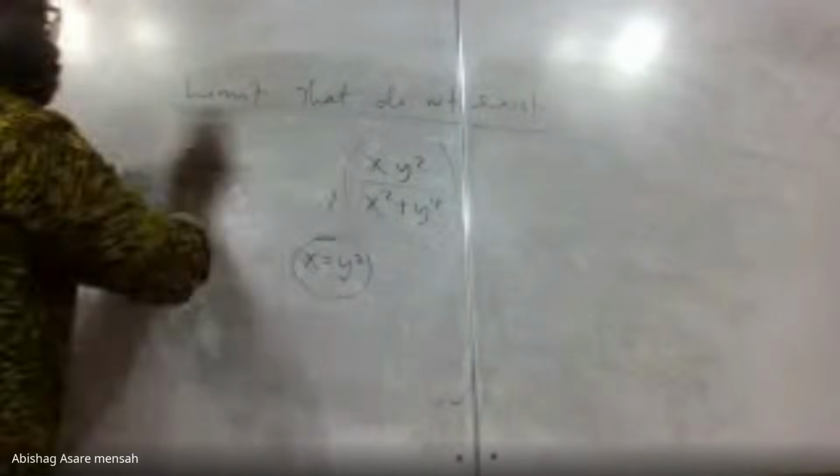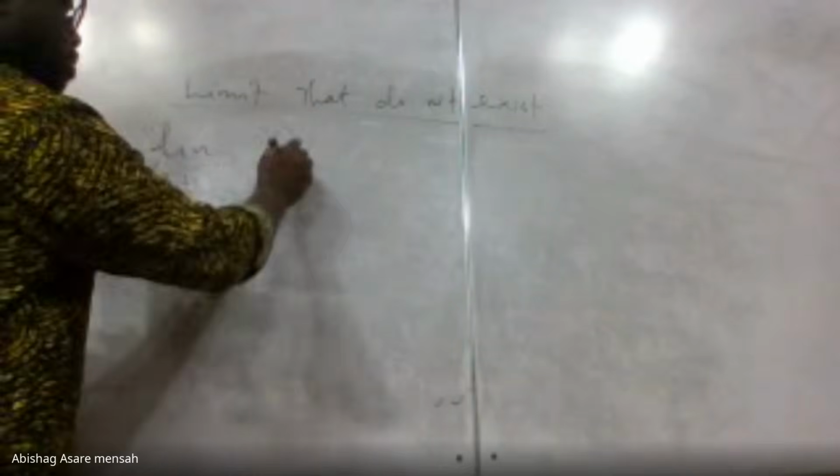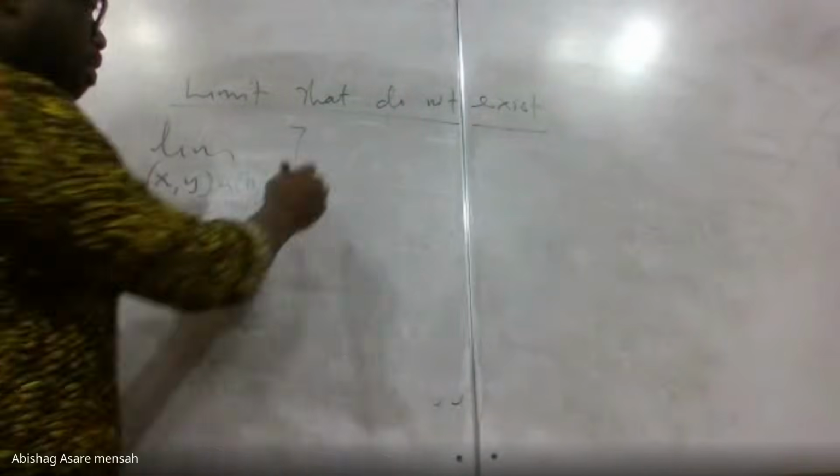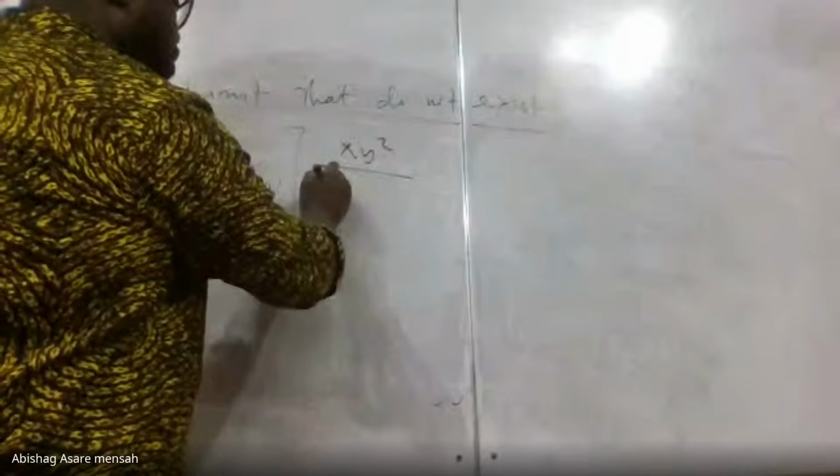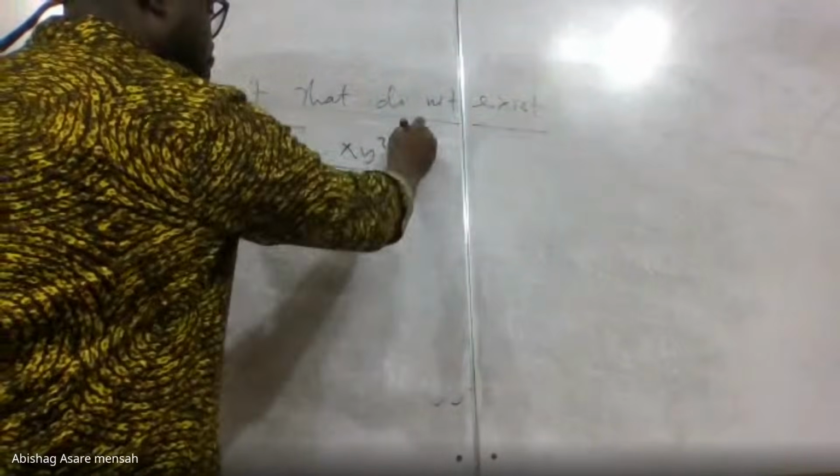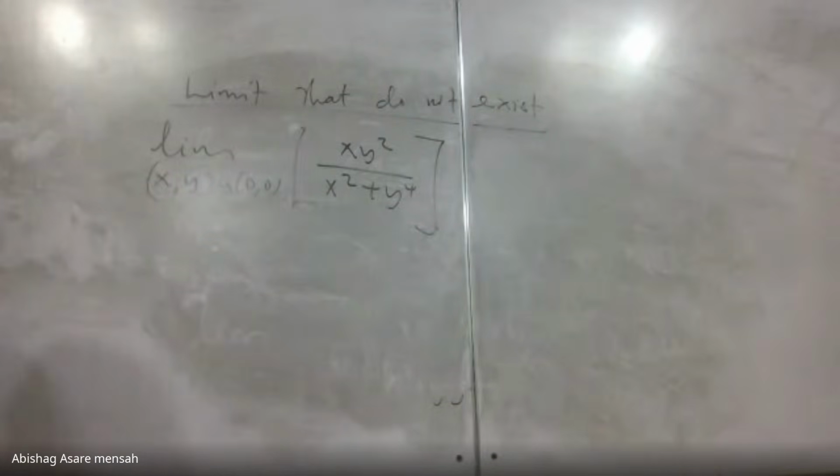So let's do it together. We were given this, as (x, y) approaches (0, 0), the function x y squared on x squared plus y to the power of 4. So we have to show whether the limit of this function exists.